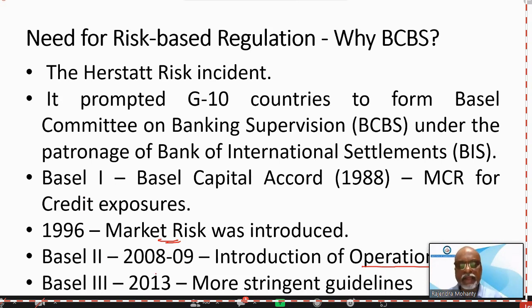Then in the year 2013, Basel III was launched all over the world with more stringent guidelines and some changes in different types. And it was supposed to be completed in the year 2019, but because the pandemic happened, it has been extended. So we are still in the process of Basel III only. After Basel III is completed everywhere and compliance with Basel III is done, only then will Basel IV come into place.